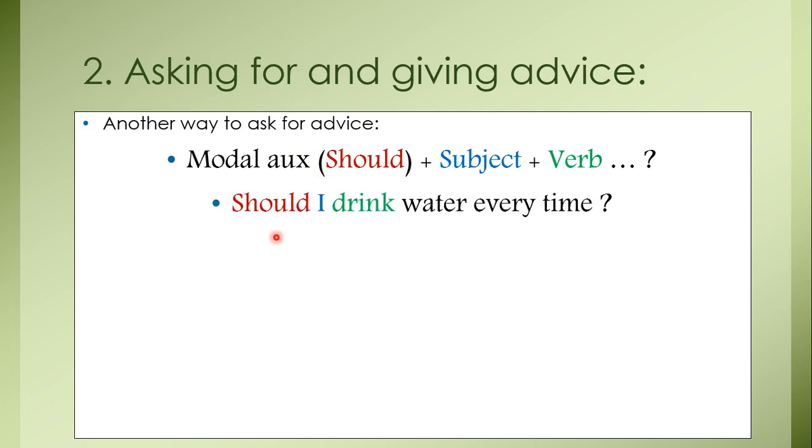For example, here we have, should I drink water every time? So where is the subject here? The subject here is I. Should, of course, is the modal auxiliary or the conjugated verb. Then we have drink, which is the second verb or the non-conjugated verb, and the rest of the sentence, which is water every time. Should I drink water every time?